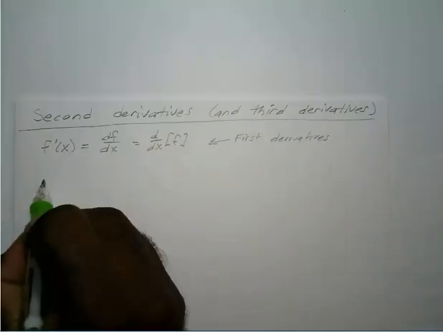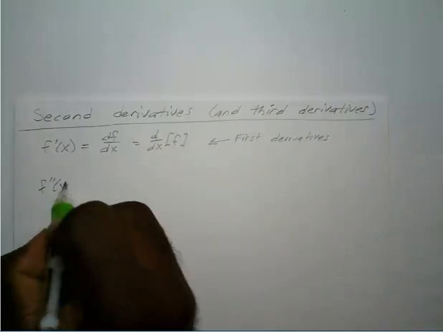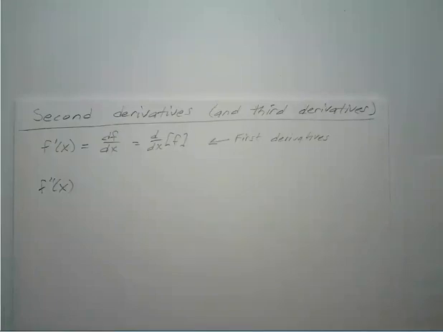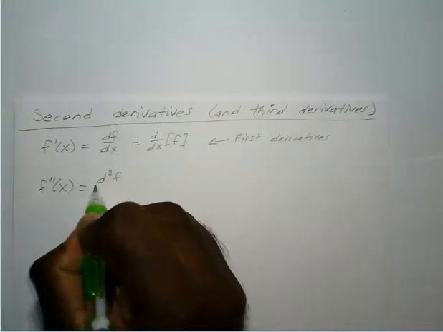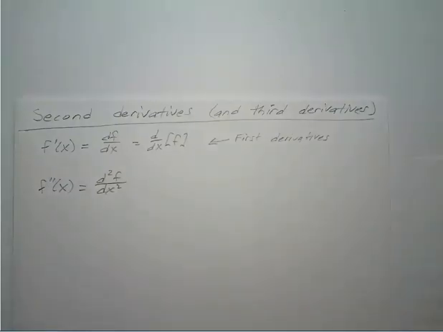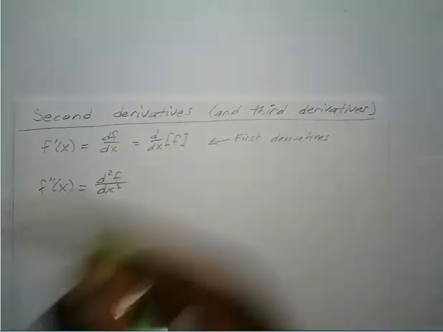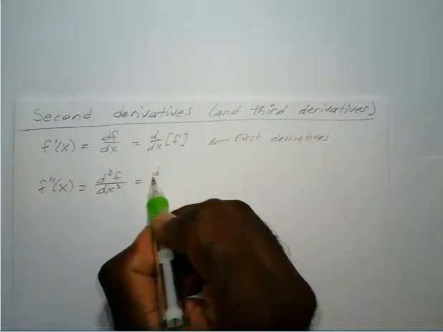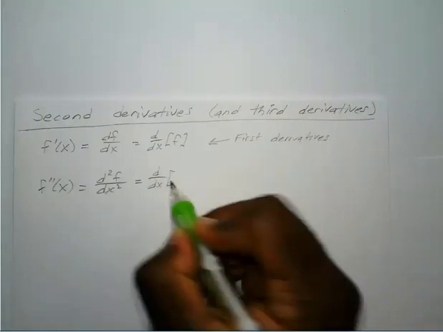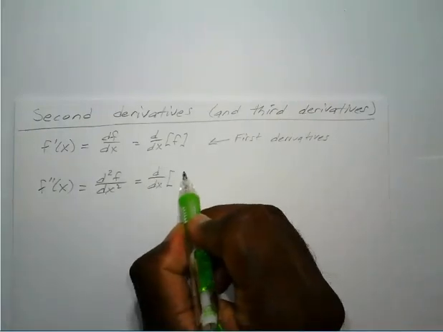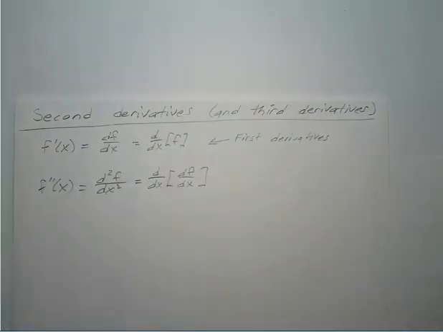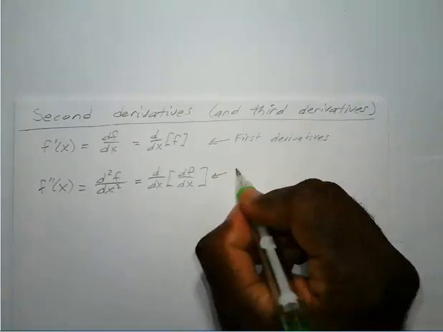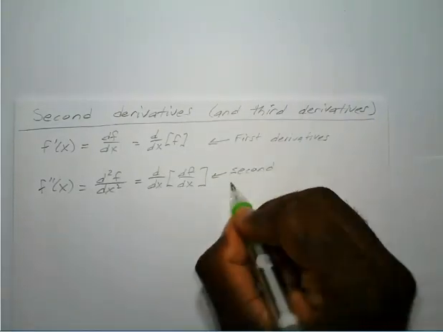Your second derivative is literally just another notch on your function. And the notation looks like that. Or you can also denote it as the derivative of your first derivative. So this is your second derivative.